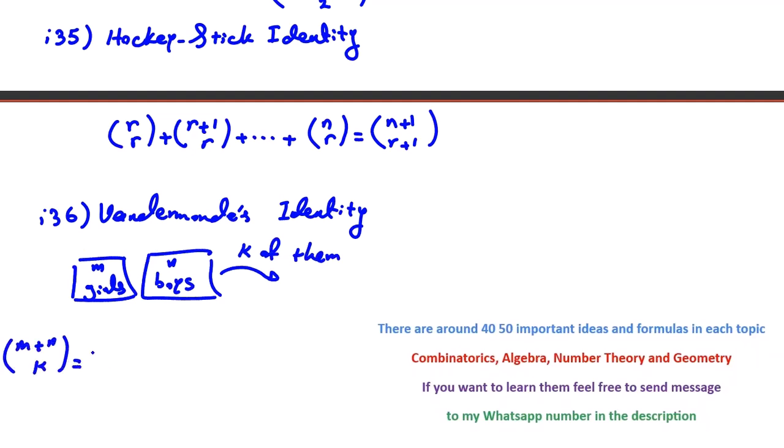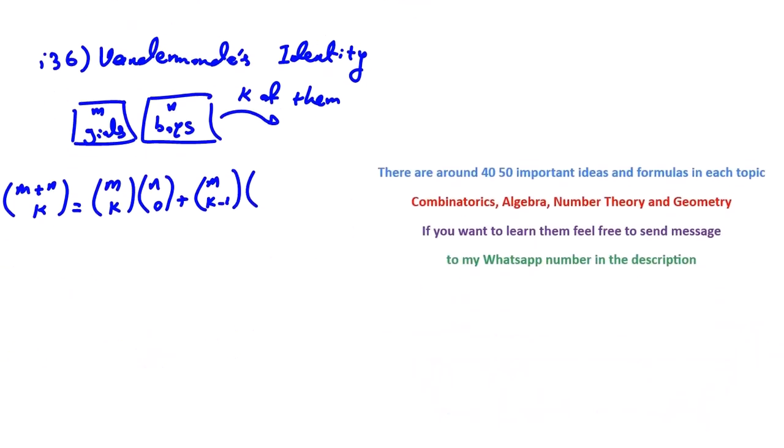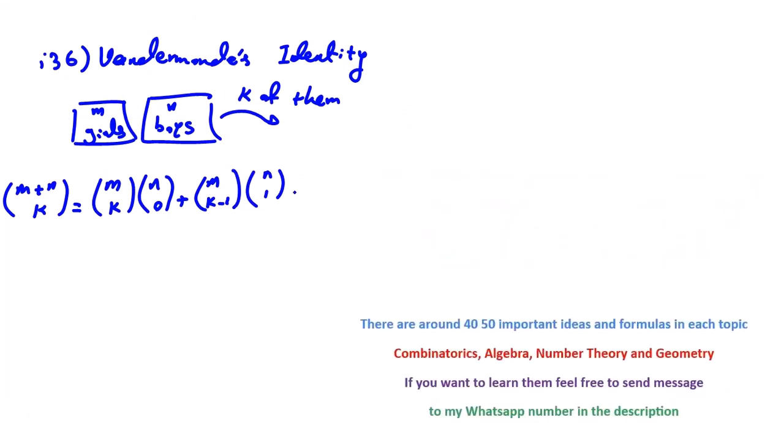And then we can use casework. You say, okay, m choose k, k girls, 0 boys; k minus 1 girls, 1 boy; and for example, k minus 2 girls, 2 boys, and so on, to m choose 0, n choose k.